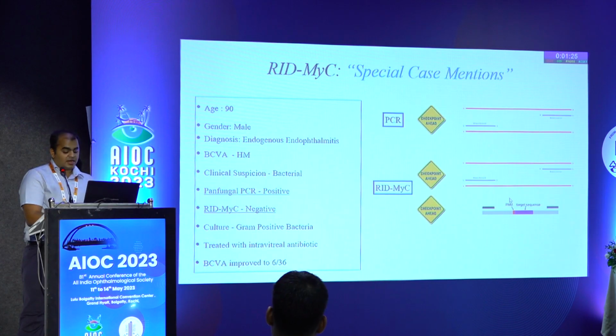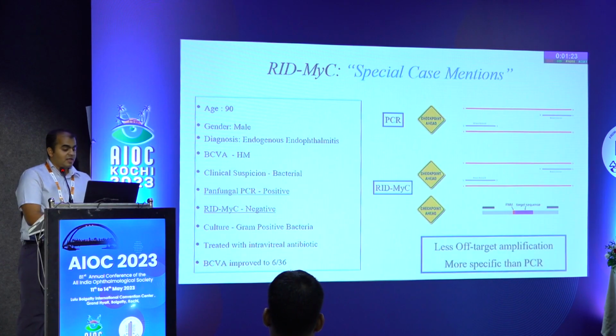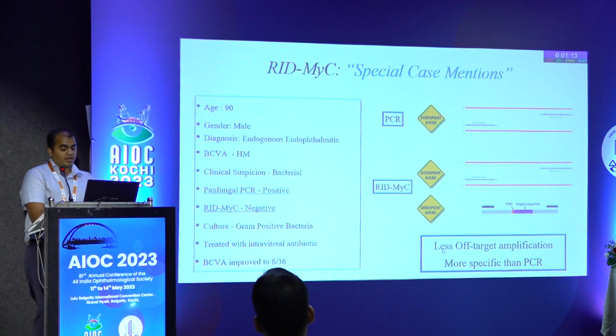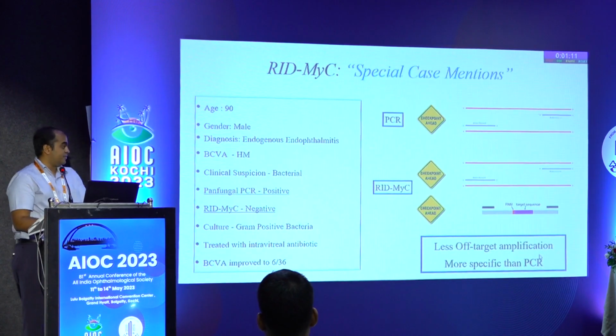Here, off-target amplification is a big problem with PCR. The specificity of PCR is driven by the two primers, but in RIDMIC, there are ideally two checkpoints. In addition to the primers, there's also the specificity of the guide RNA. So, less off-target amplification makes RIDMIC more specific than PCR.